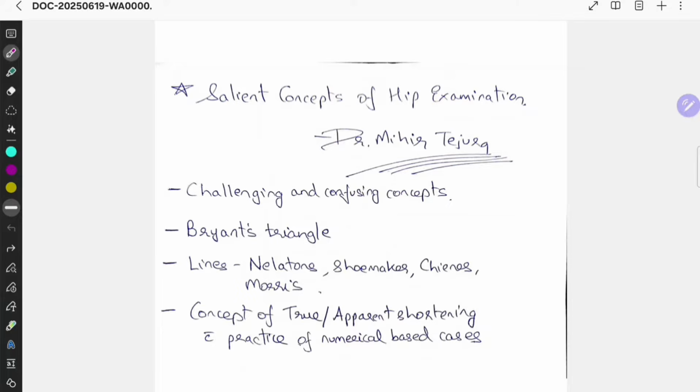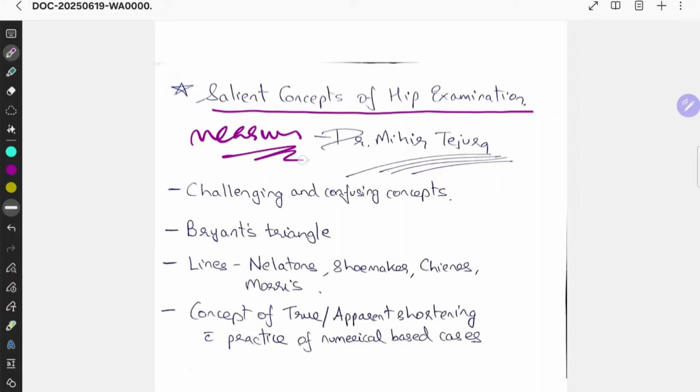Hello friends, so continuing with our hip examination series, today we are going to discuss the salient concepts of hip examination as far as the measurements are concerned. We are not going to discuss the basic measurements like wasting and all. We are going to discuss the challenging and confusing concepts as far as the measurements are concerned.